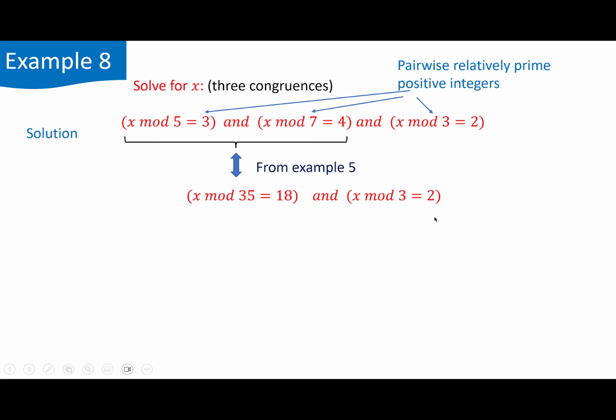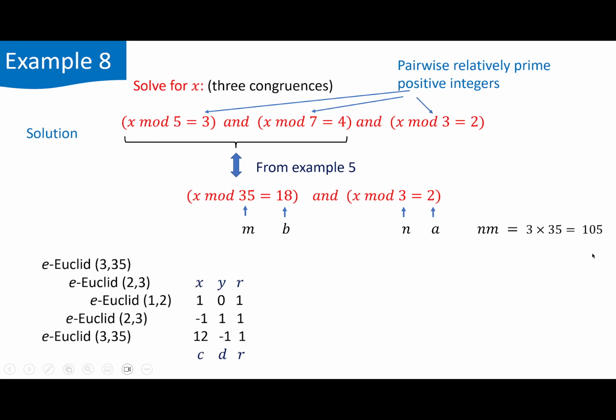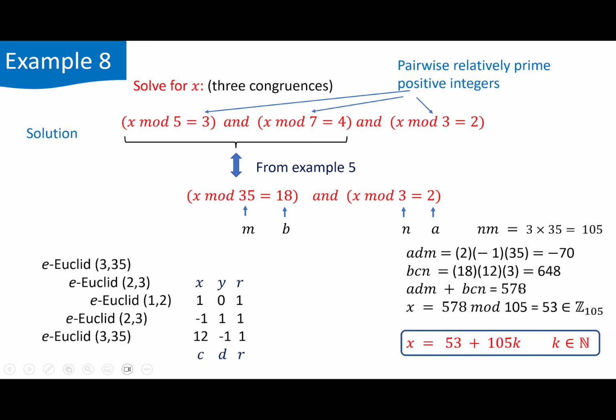Now I add this one here. So now I have to solve these 2. Again, I apply the same algorithm. This is m. M has to be greater than n. And nm is 105. You do all the calculation here, and you find it to be equal to 53 plus 105k. And that's what we found out earlier.